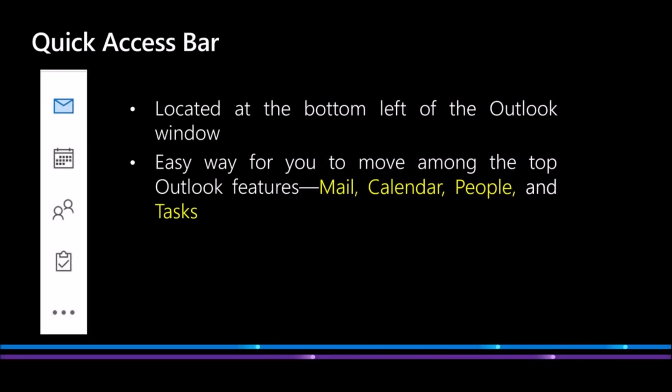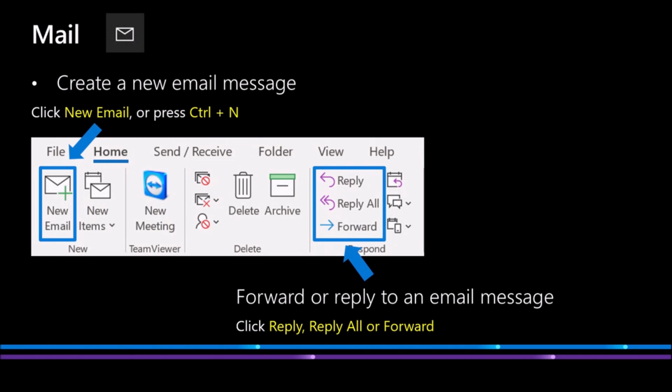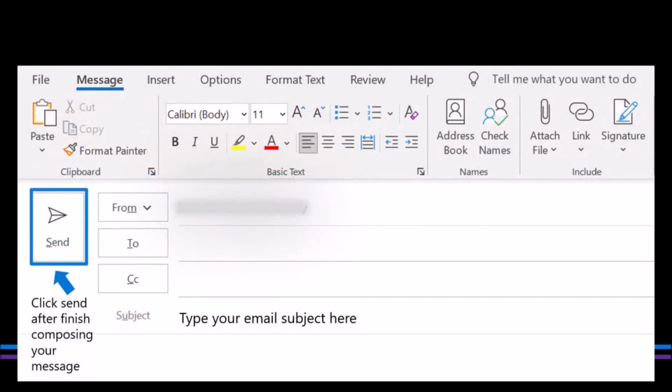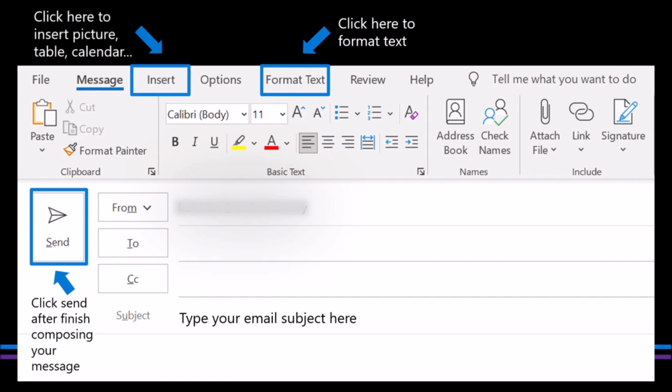So, this is the quick access bar of Outlook, and it consists of 4 top features of Outlook, which are Mail, Calendar, followed by People and Tasks. Okay, first, Mail is for us to send and receive email. So, this is how it looks in the desktop app when you want to create an email. As you can see, Outlook comes with functions for you to format the text. You can also insert a picture, table, or calendar, and also attach files while sending the email.